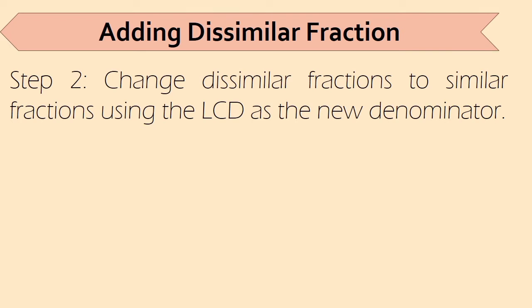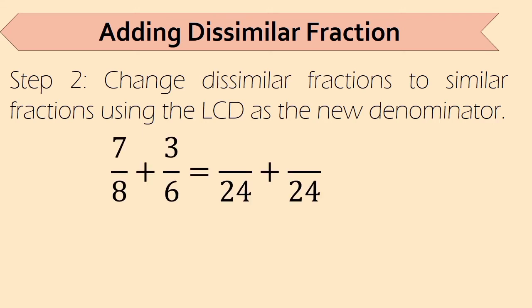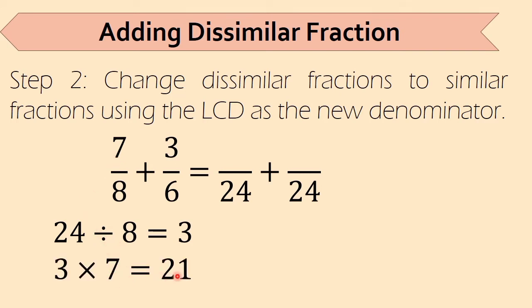Step 2 in adding dissimilar fractions. Change dissimilar fractions to similar fractions using the LCD as the new denominator. So our LCD is 24. That is now our new denominator. And then to get the new numerator, we are going to divide 24 by 8. So 24 divided by 8 equals 3. And then we multiply it to our old numerator, which is 7. So 3 times 7 equals 21. Therefore, 21 is now our new numerator. So from 7 over 8, it became 21 over 24.